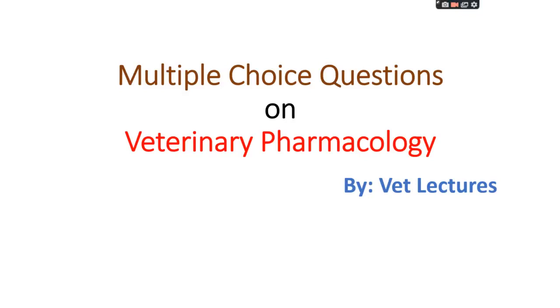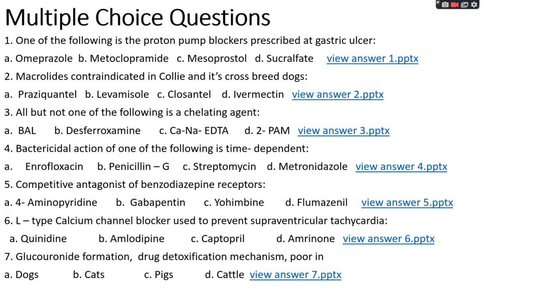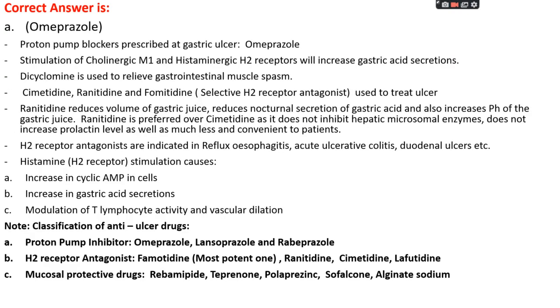Today we will discuss multiple choice questions on veterinary pharmacology. Question number one: which of the following is the proton pump blocker prescribed for gastric ulcer? Option A, omeprazole. Option B, metoclopramide. Option C, misoprostol. Option D, sucralfate. The right answer is option A, that is omeprazole.